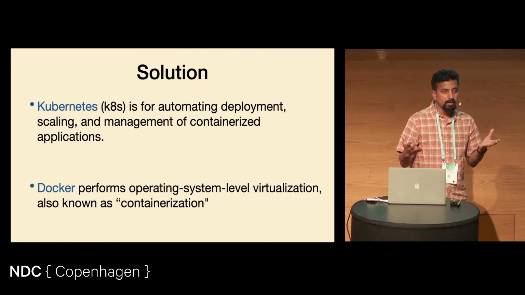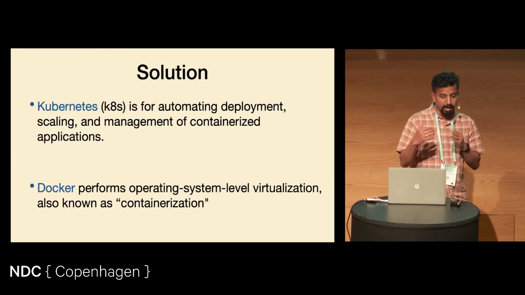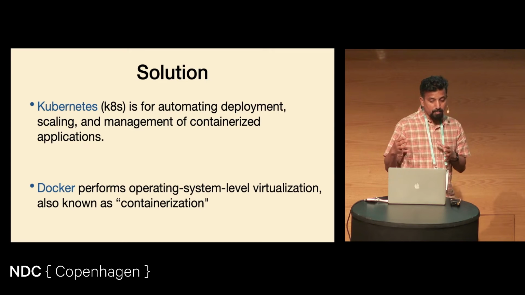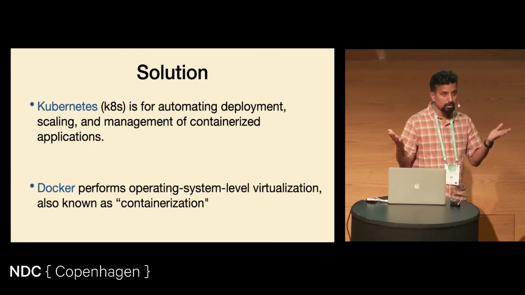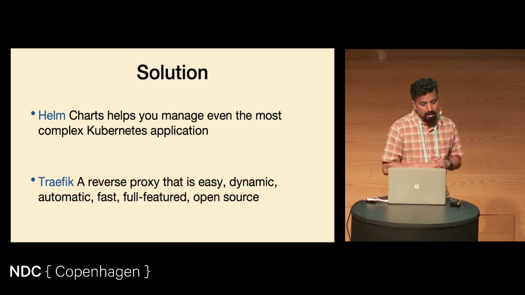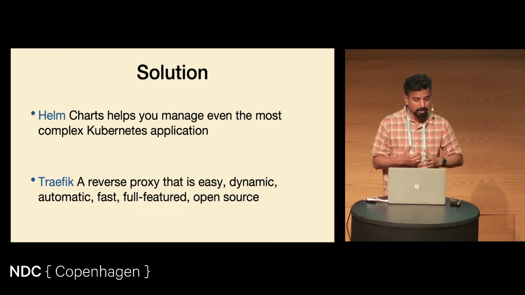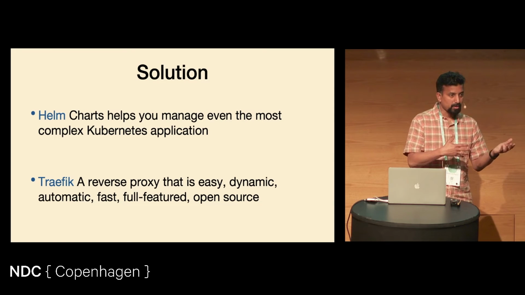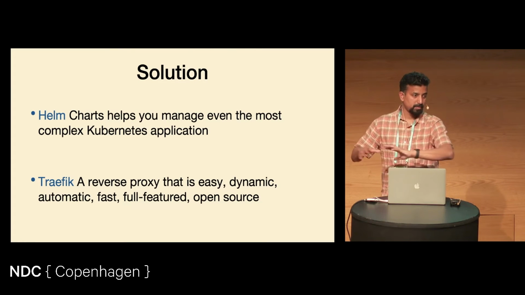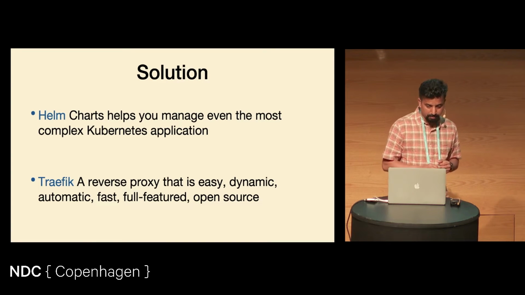So the solution we implemented: Kubernetes is a container orchestration platform for management of containerized applications. We decided Kubernetes is a perfect choice for this. Docker performs operating system level virtualization, as you all know. So Kubernetes is going to orchestrate Docker containers. And we use Helm chart, which is a blueprint for Selenium Grid or any application. And Traefik is the reverse proxy. That's what helps your automation traffic get into Kubernetes and hit the browsers, right? We will take a look at that in depth.